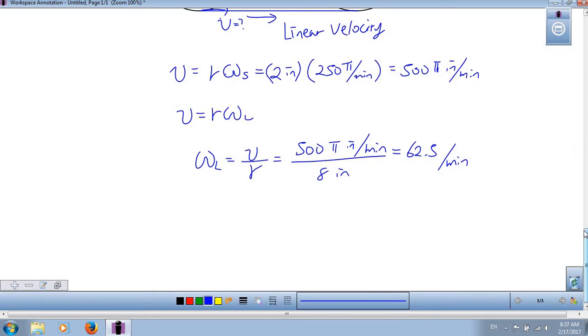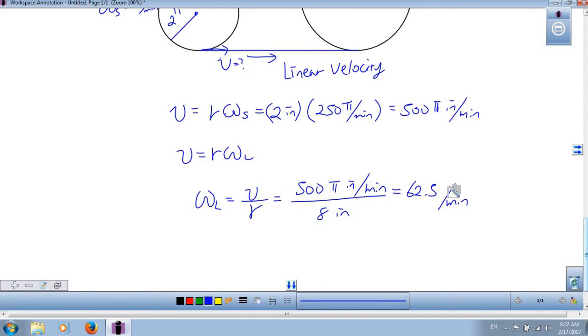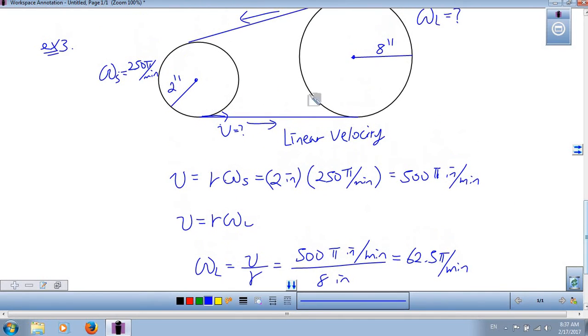As you can see, the angular velocity is different. It's 62.5 pi, excuse me, I did 500 divided by 8, that's 62.5, and we still have the pi there, radians per minute. So as you can see, the angular velocity will be different.